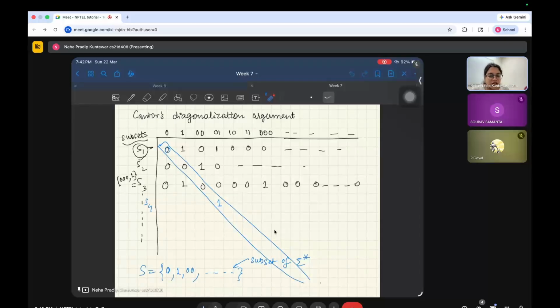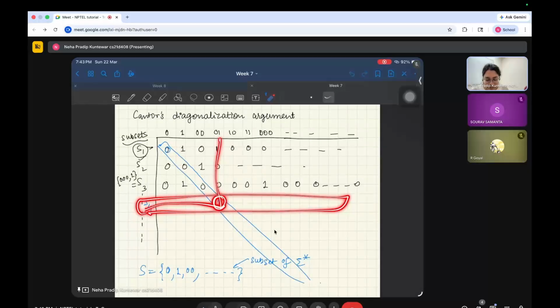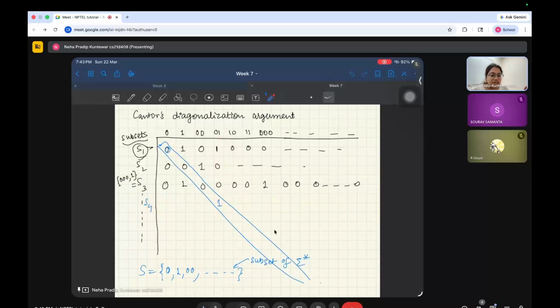Now the argument is that this set cannot be in this infinite list, because with every set, there is some place where it does not agree with that set. Let's say I look at S4, then I look at its diagonal entry: this element was there in S4 but it's not in S. That's how we created S. With every set, there is going to be some mismatch. Some element is either in that set but not in S, or it's not in that set but it is in S. So S cannot be in this entire list.